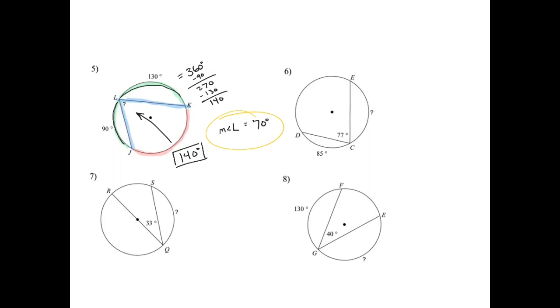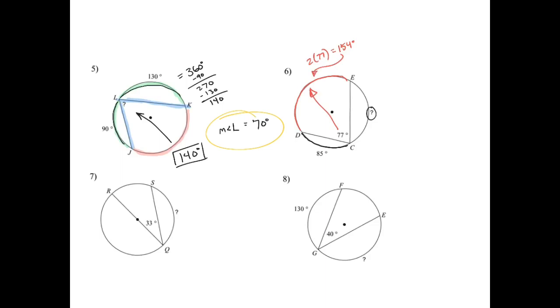All right, with this one, we're looking for this question mark over here. Well, I know this piece is 85, and I know that if this angle is 77, then the arc is going to be double the angle. So 2 times 77, what's that, 154 degrees. So that arc is 154 degrees.